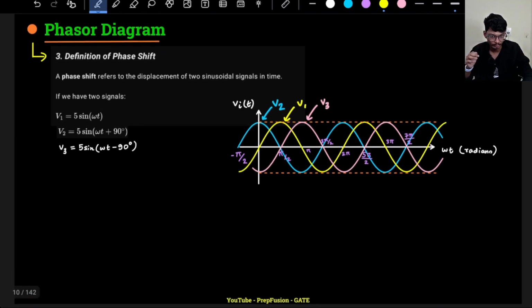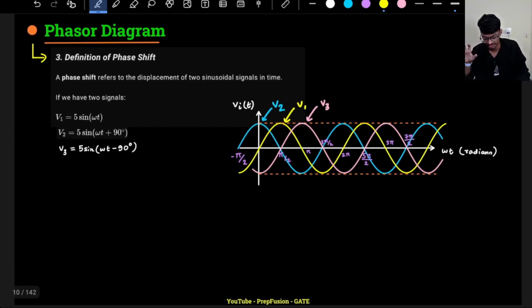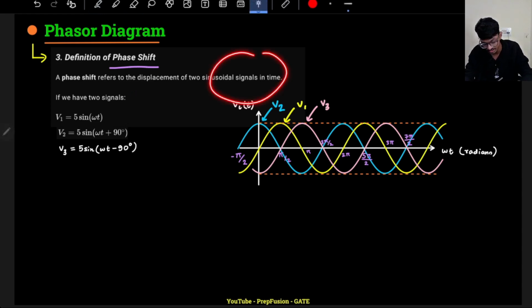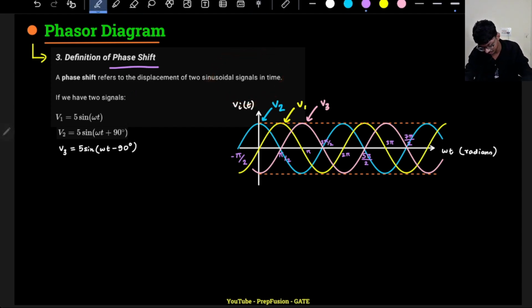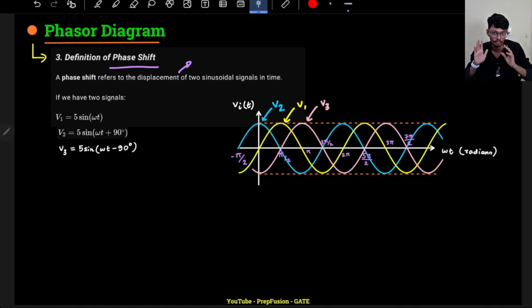Now let's understand about phase shift. What do you mean by phase shift? Many students have a high number of misconceptions about phase shift, so we will try to clear all those things. A phase shift basically refers to the displacement of two sinusoid signals in time. Basically it is the value at which the peak comes, right? Basically how the sinusoids are placed on the omega t axis.